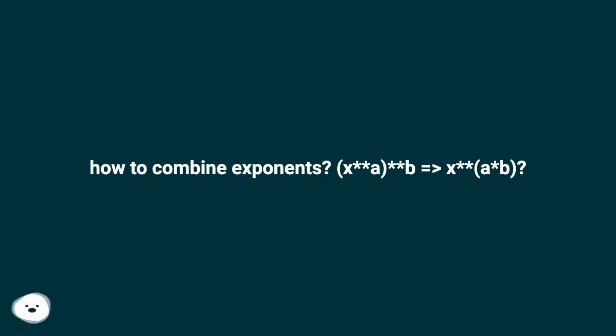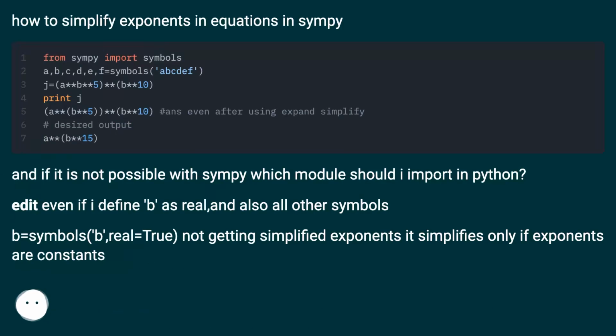How to combine exponents. x**a**b equals x**(a*b). How to simplify exponents in equations in SymPy. And if it is not possible with SymPy, which module should I import in Python?